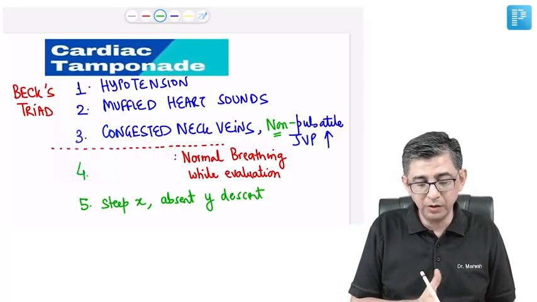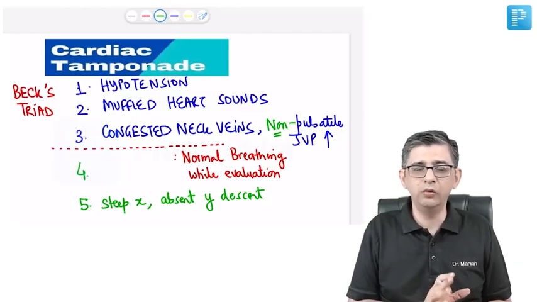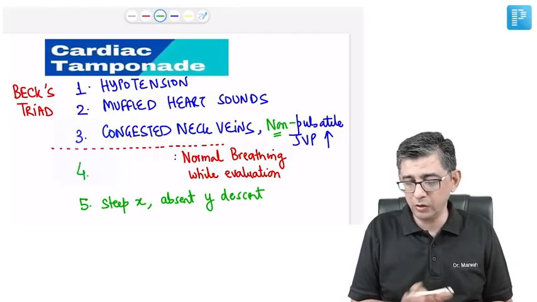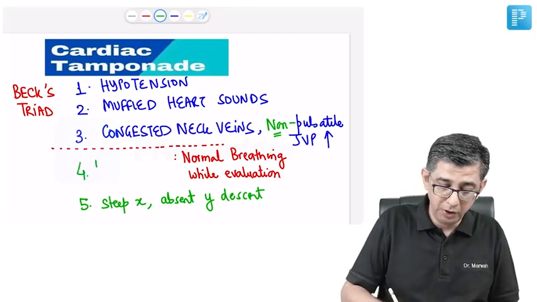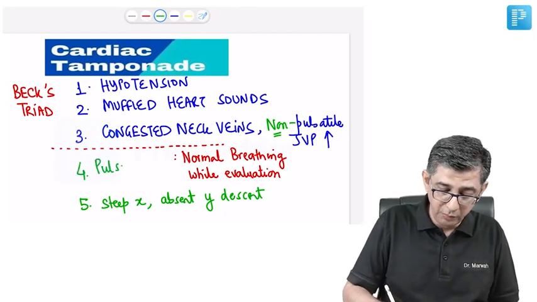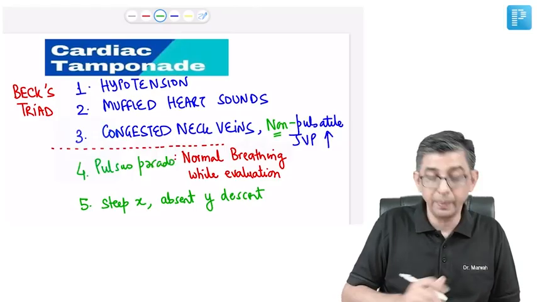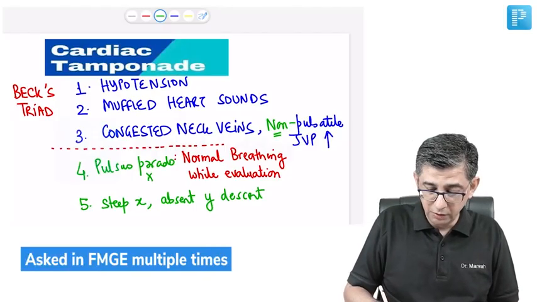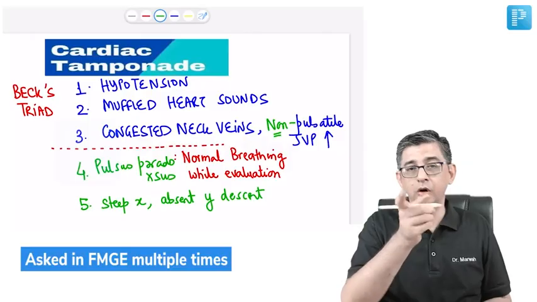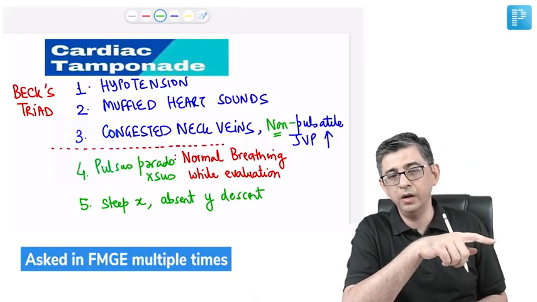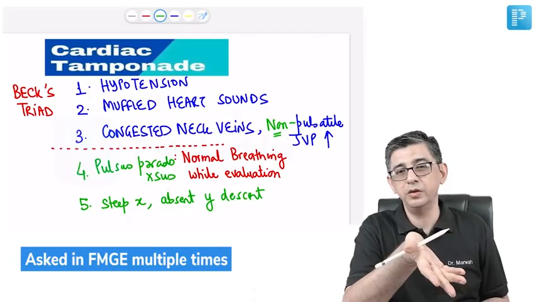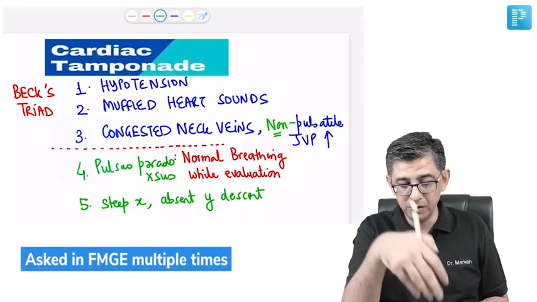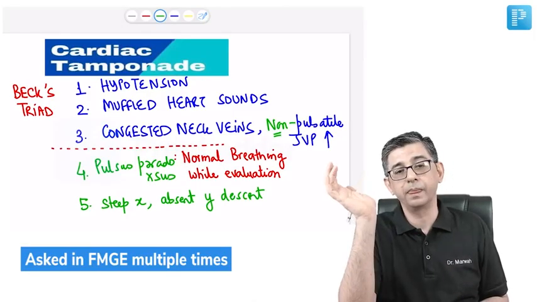In Beck's triad, there are three things: hypotension, muffled heart sounds, and non-pulsatile elevated JVP. 1 and 2 will never have a problem. It's the third one, especially the non-pulsatile aspect, which is to be understood. And apart from this, you would also be having pulsus paradoxus. Pulsus paradoxus is not a component of Beck's triad. Pulsus paradoxus, which is not found in low pressure cardiac tamponade, is a diagnostic feature of cardiac tamponade, which we are taking as high pressure cardiac tamponade. Beck's triad does not include pulsus paradoxus.